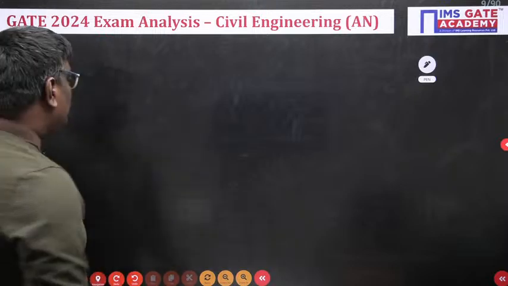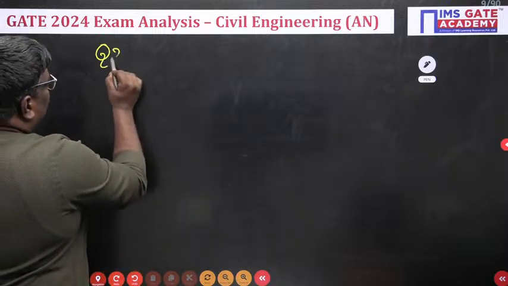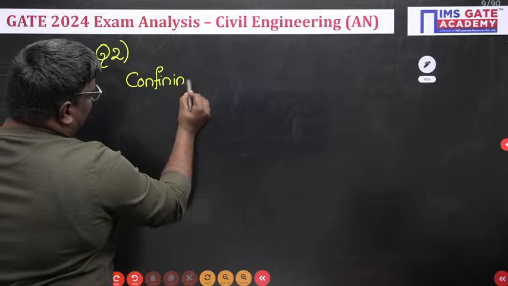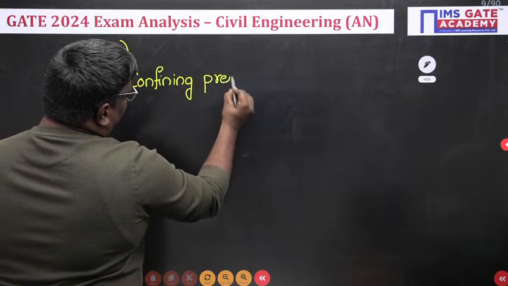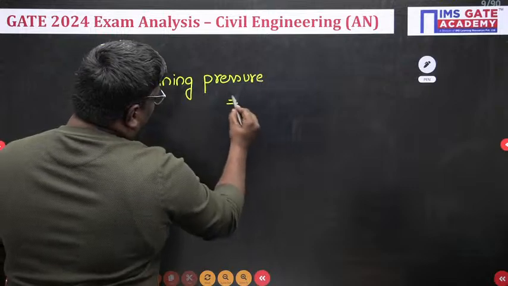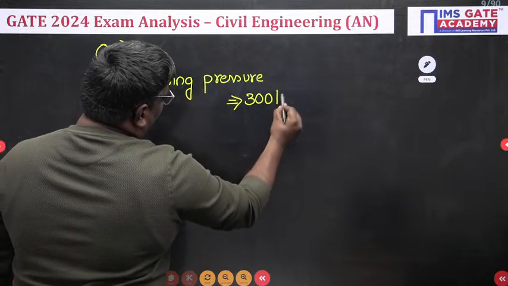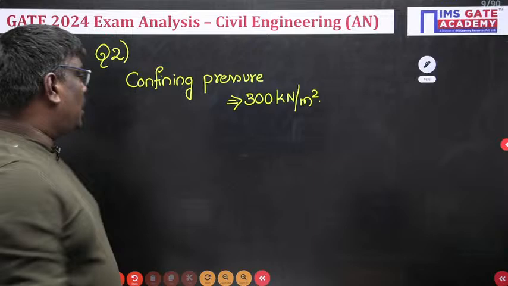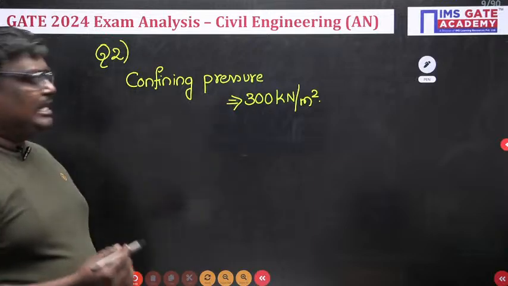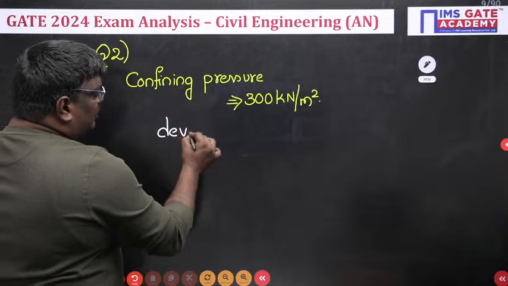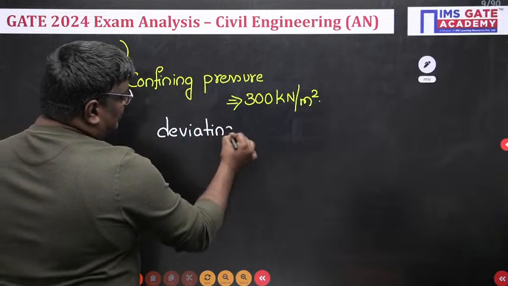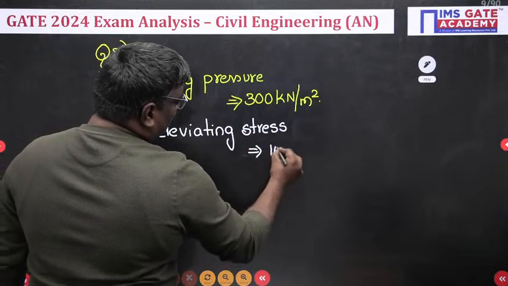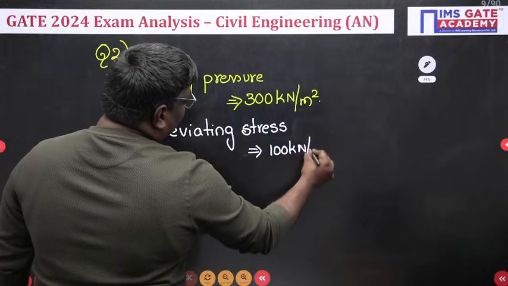Now in question 2, they have given the confining pressure as 300 kilonewton per meter square. This was given in the question. Some people might not know the deviator stress; they may have given it as axial stress or in other terms. But it was given in the question as deviator stress of 100 kilonewton per meter square. And it was a cohesionless soil. It's a triaxial test.